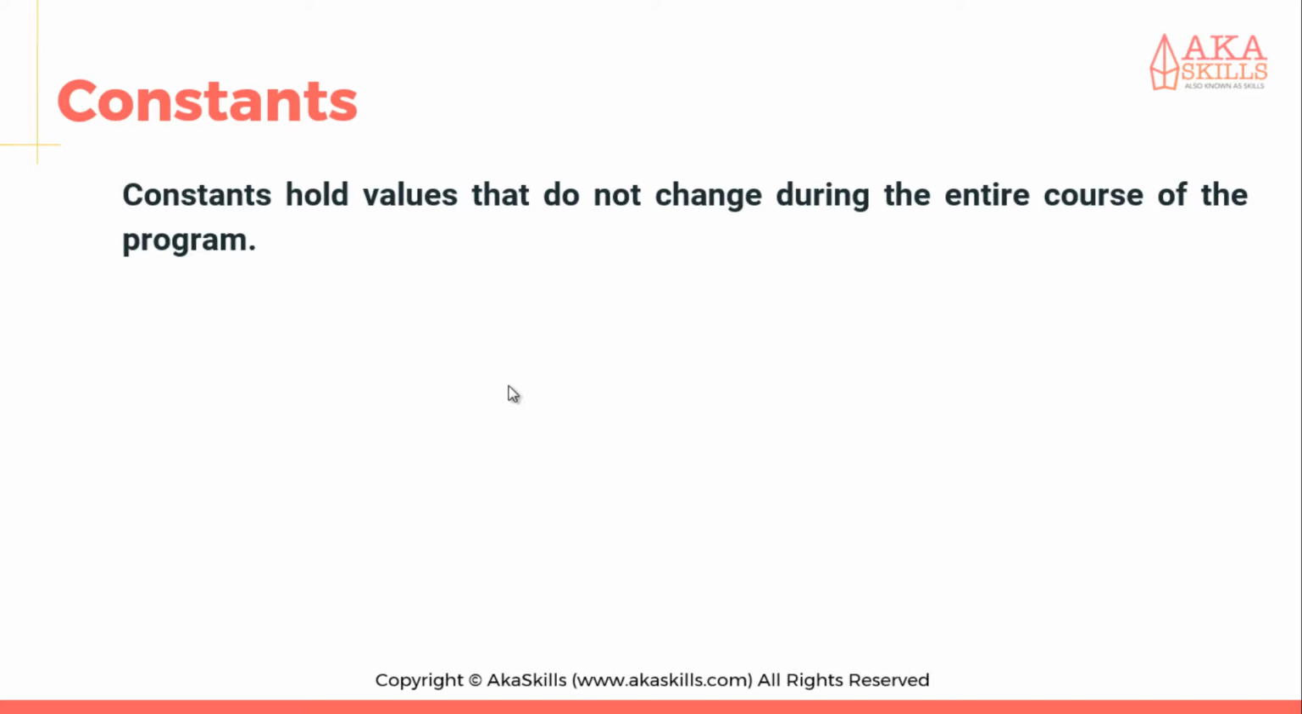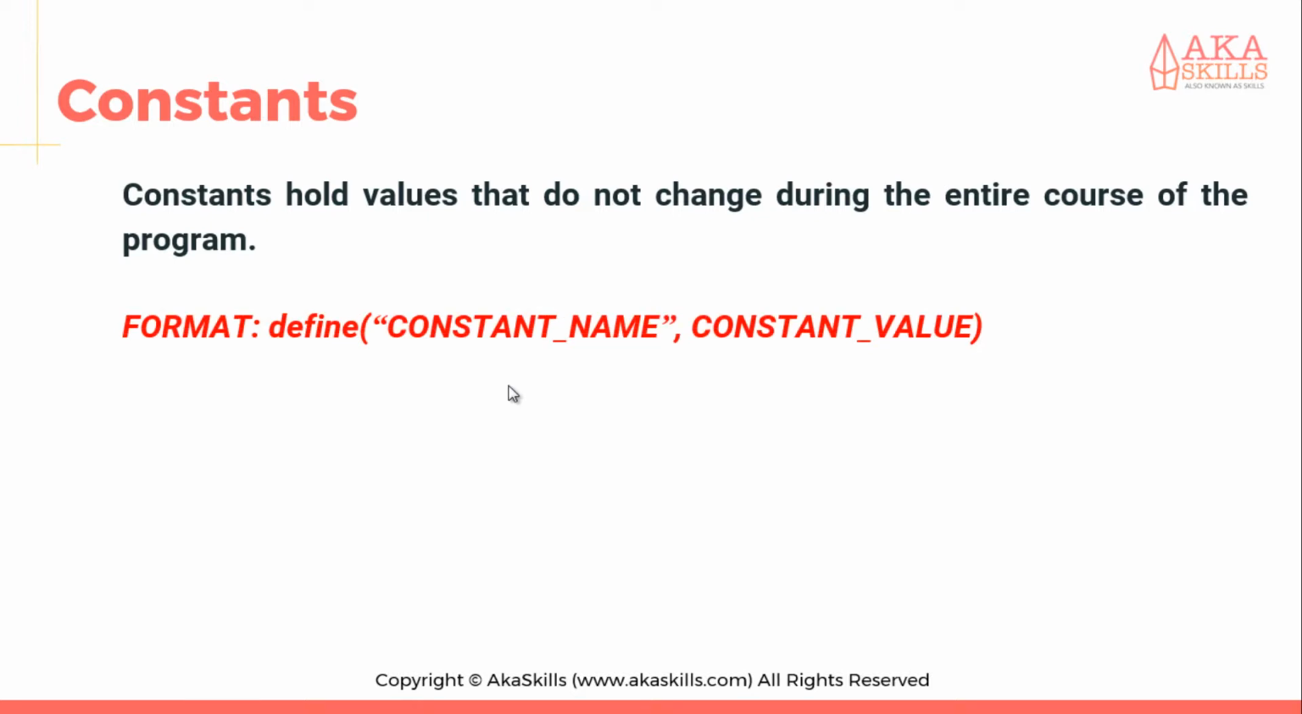So how can you create your own constant? Very simple. This is the format. You use the define function. Within it, it contains two parameters that you are expected to supply. First, the constant name, and then the constant value. A great way for you to understand this better is for you to see this in action.